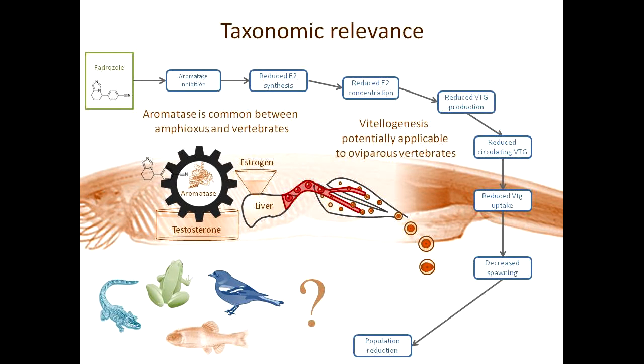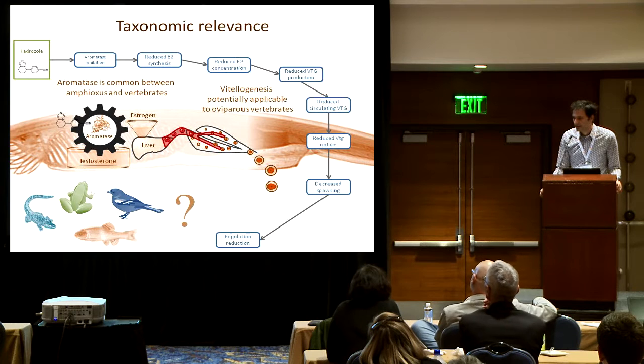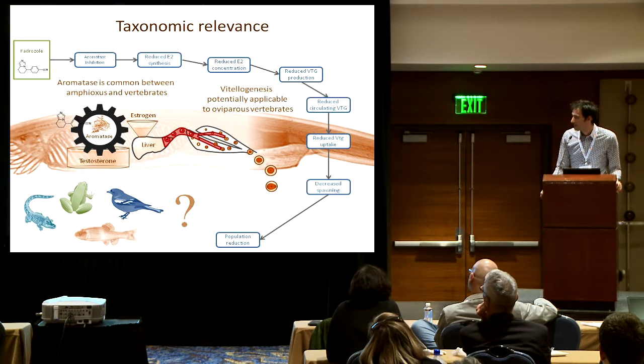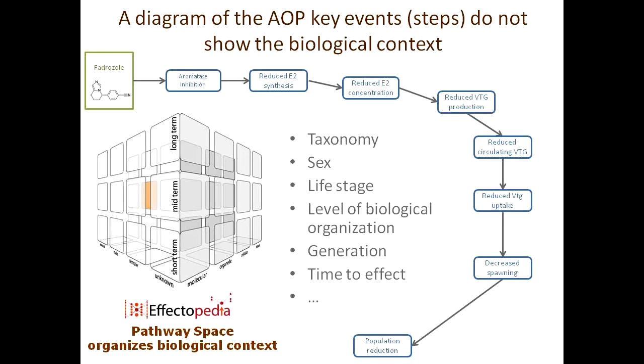So again, sorry, if you look at the pathway that we just drew, we can think of the taxonomic relevance of this pathway. The first three steps are preserved across amphibians and vertebrates, and the following steps are most likely valid for egg-laying creatures. So by defining this pathway for fish, we already have some knowledge of what will happen in other species, maybe at different rates and with a lot of other modifying factors, but still we have the initial idea.